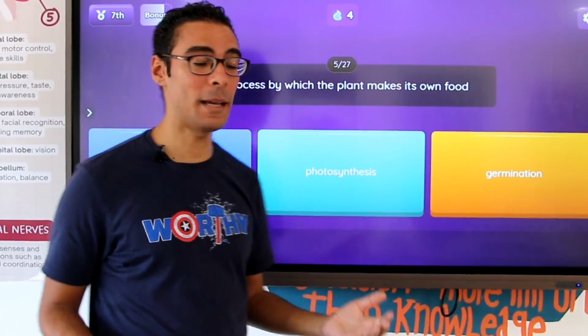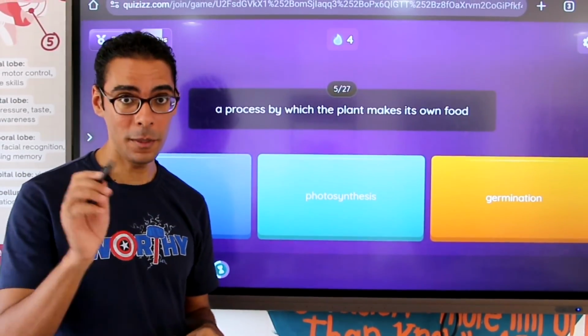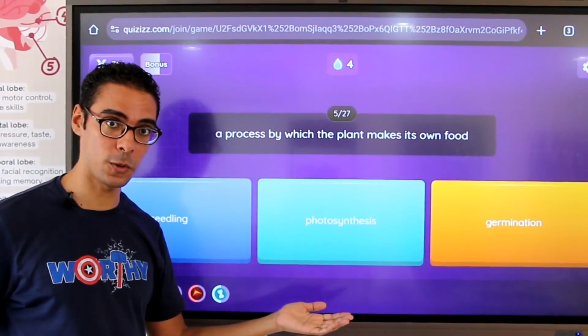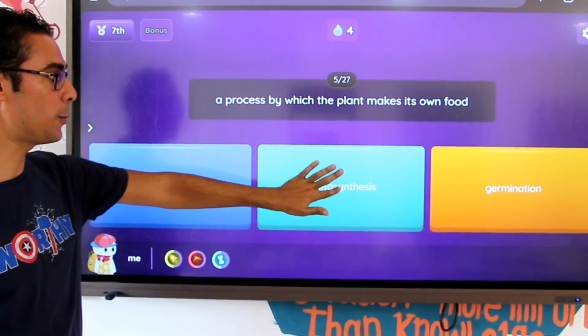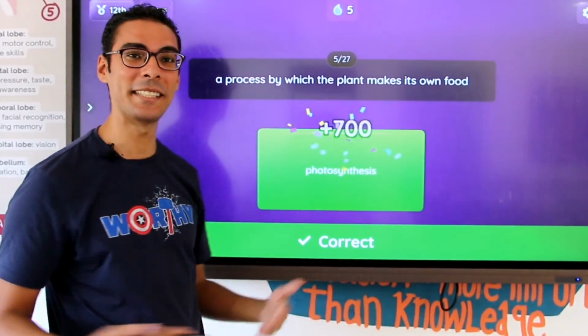Perfect. Process by which the plant makes its own food. You might be thinking about the photosynthesis process. You can use them to increase your score. So the photosynthesis process is the correct answer for this activity.